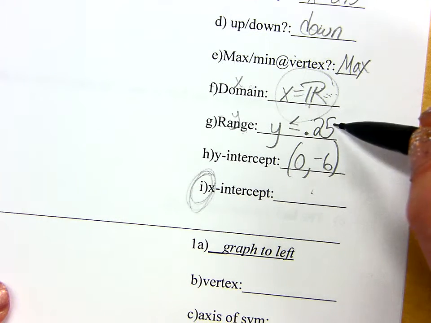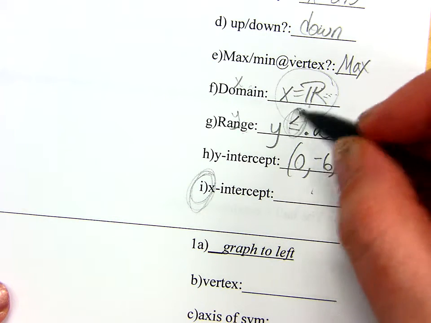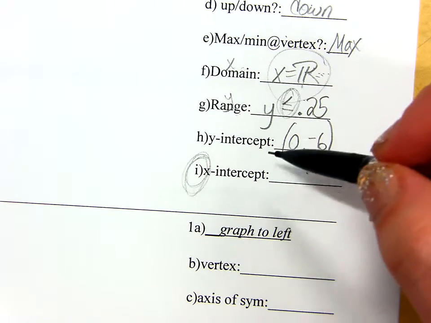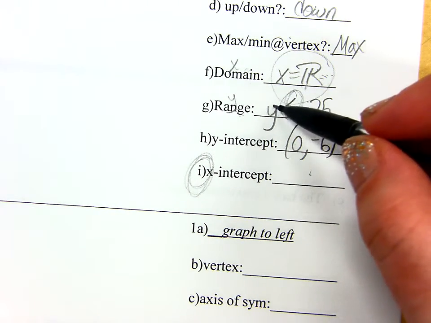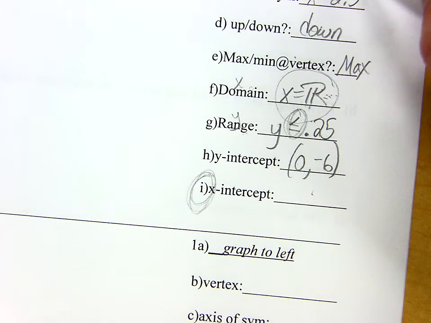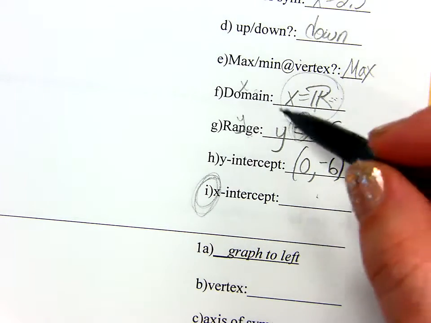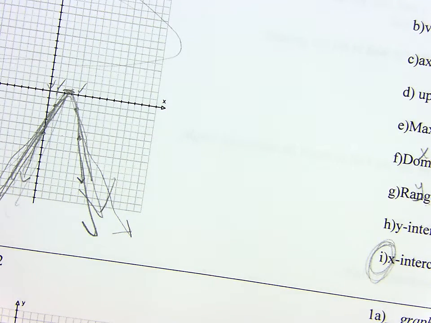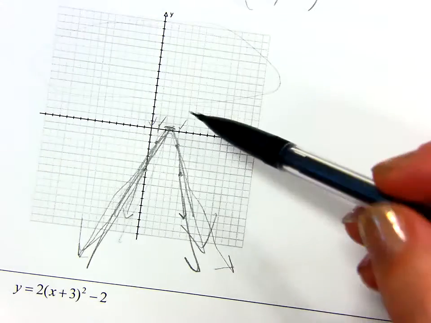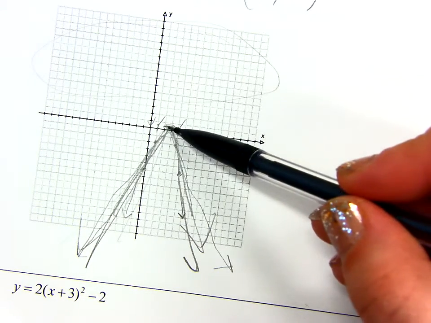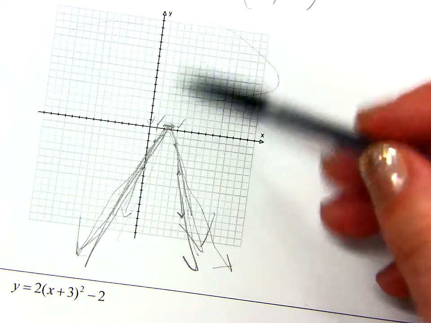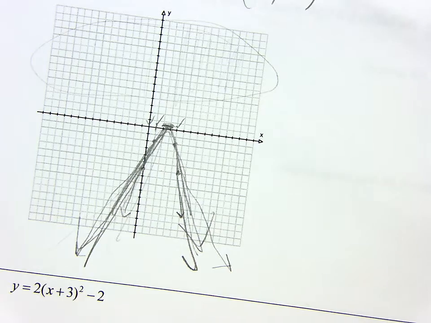And then your range is always, now, it could be greater than or equal to, depending on if it's up or down. So when we graph number 2, we'll talk about that. But it's always y, and then the y coordinate of the vertex. So y is less than or equal to, if it's down. If it's up, then it's going to be y is greater than or equal to. So it's just what y values am I getting? I'm getting all the y values less than 0.25. I'm never getting y values greater than 0.25. All up here, you're never going to get that.